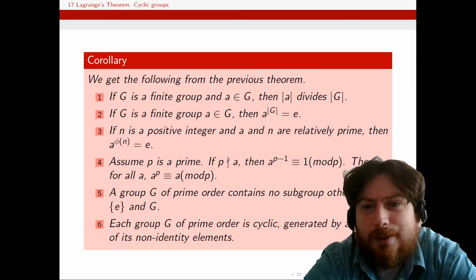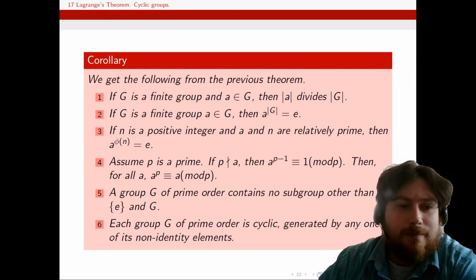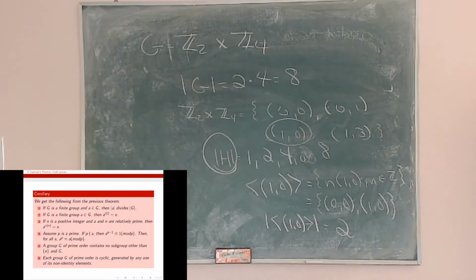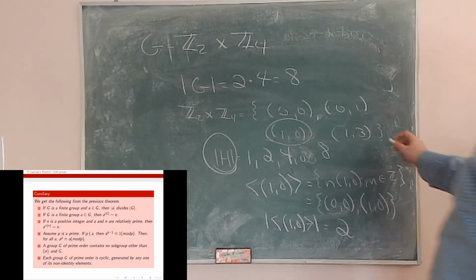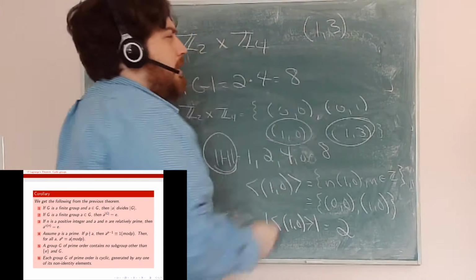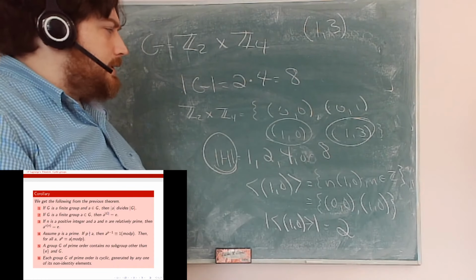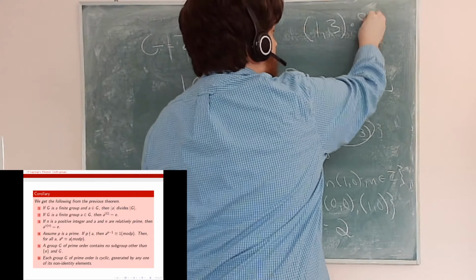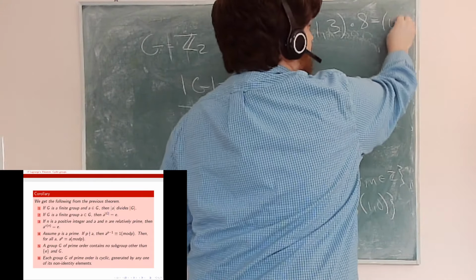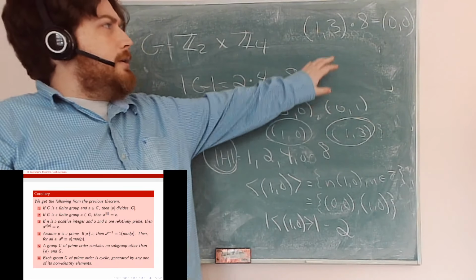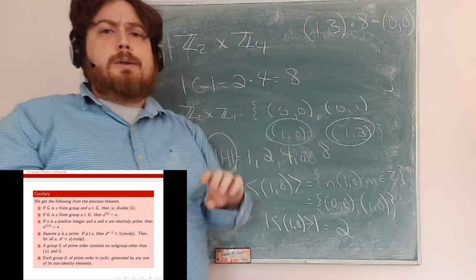All right, let's think about why that would be true. Let's look at this example. If I pick any arbitrary element in here, let's say 1, 3. Now, in the PowerPoint, I'm using product notation. Here I'm going to use addition notation. But what I claim is that this times 8 is equal to 0, 0. In fact, if I pick any element in here and I multiply by 8, I get 0, 0.